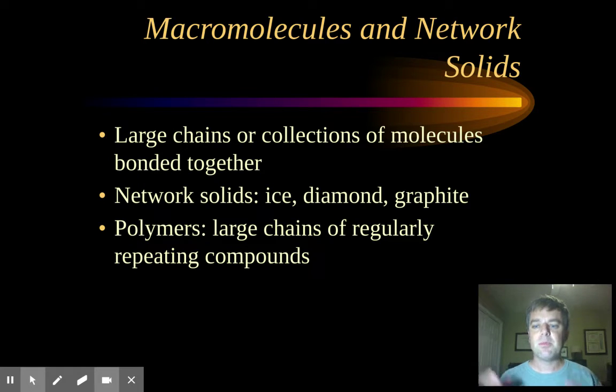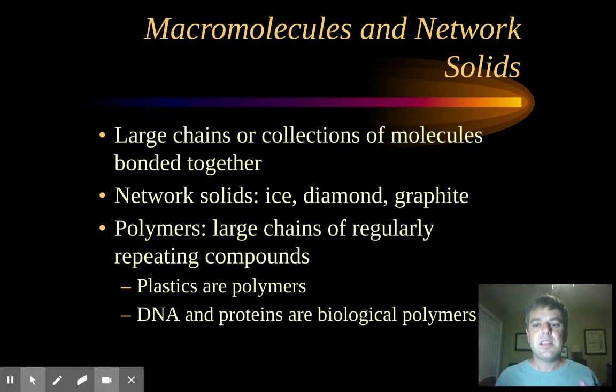macromolecule is polymers, which are large chains of regularly repeating compounds. For instance, plastics are polymers, and DNA and proteins are biological polymers. DNA is made up of adenine and thymine and cytosine and guanine, and your A's and T's and G's and C's are in this regular repeating pattern of individual molecules called monomers.